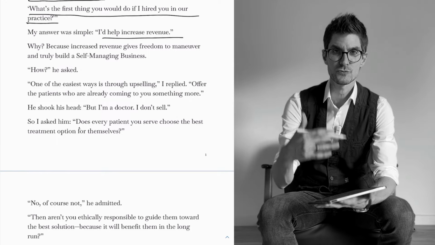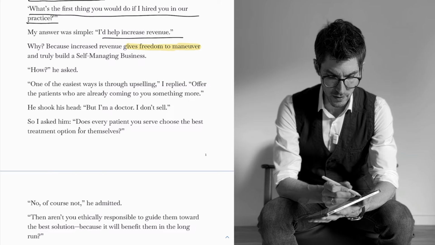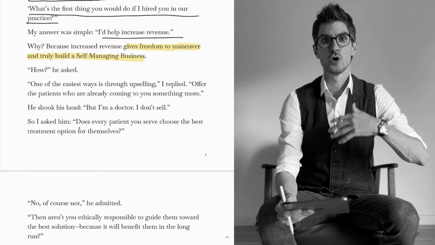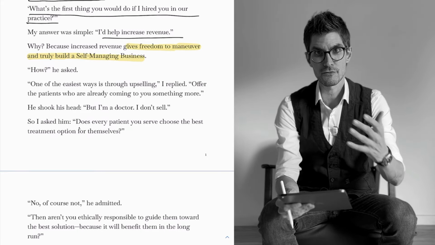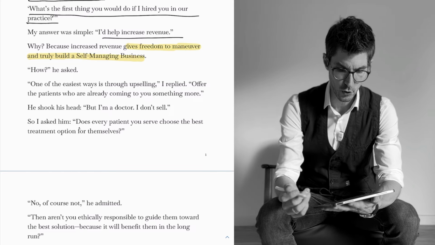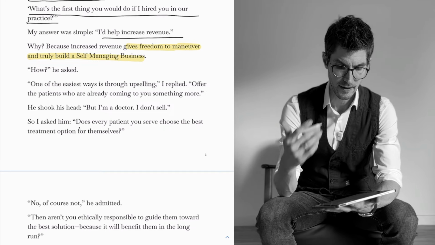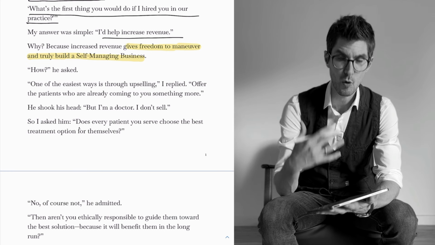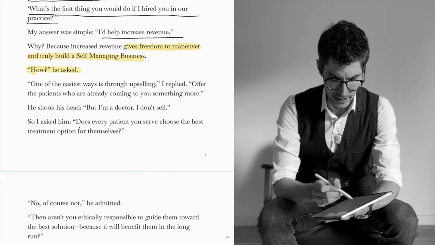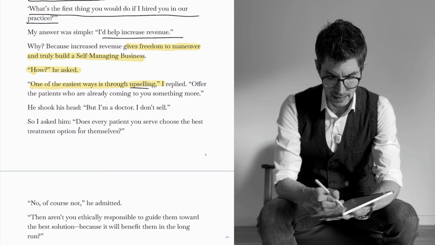Why? Because increased revenue basically gives you freedom to maneuver and truly build a self-managing business, because all of a sudden you have money to have good people doing the operations. You have time to actually work the playbooks, the systems, the delegation. So basically, more money gives you more flexibility. So he asked me, how do I do that? And I said, one of the easiest ways is through this idea of upselling.